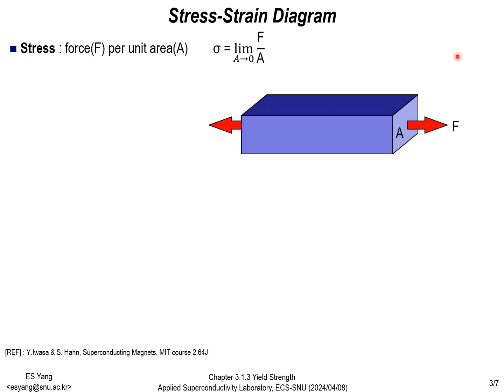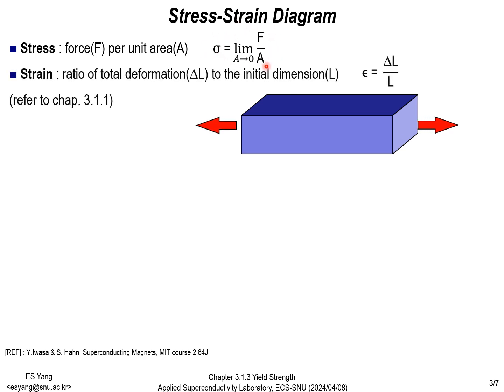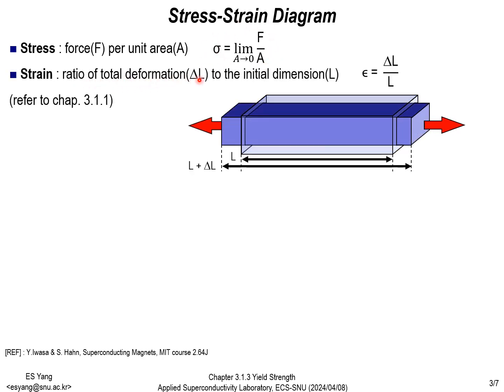First, let's review stress and strain. Stress represents the force per unit area and can be expressed as shown in the equation on the right. Strain refers to the ratio of the elongated length to the original length when stress is applied, as shown in the equation on the right. For more details, please refer to Chapter 3.1.1.